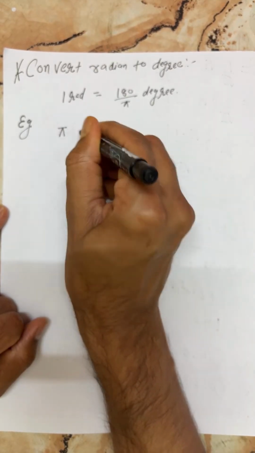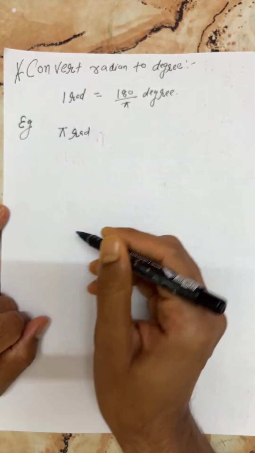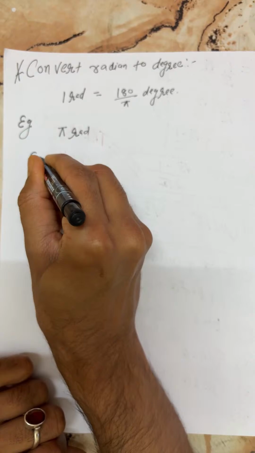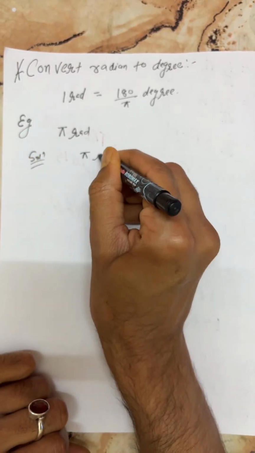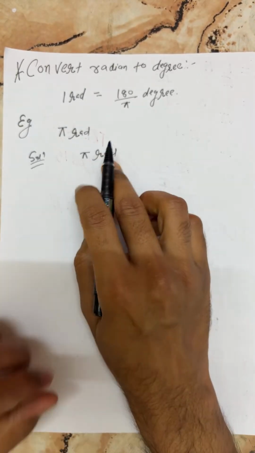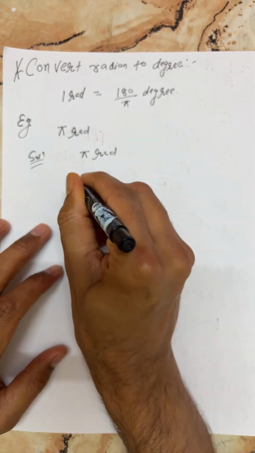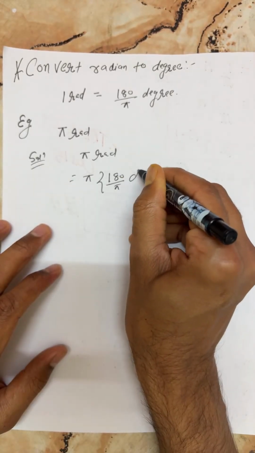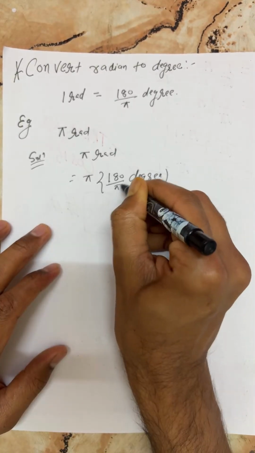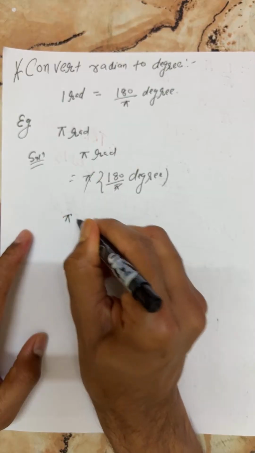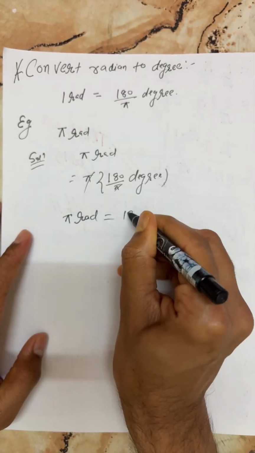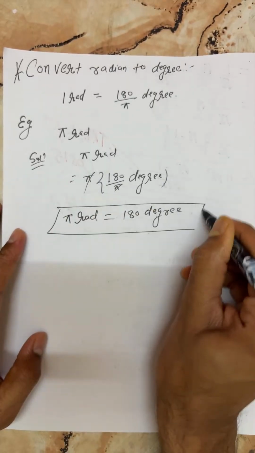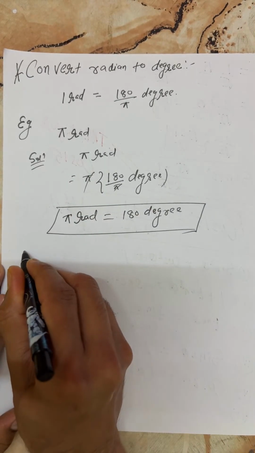Let us suppose I'm giving you pi radian. Tell me, what is the value of pi radian in degrees? Listen, kids. This is pi radian. One radian is 180 by pi degree, so you can write 1 radian is equal to 180 by pi degree. Pi cancels with pi, so pi radian is equal to 180 degree. So kids, this is the answer to the question.